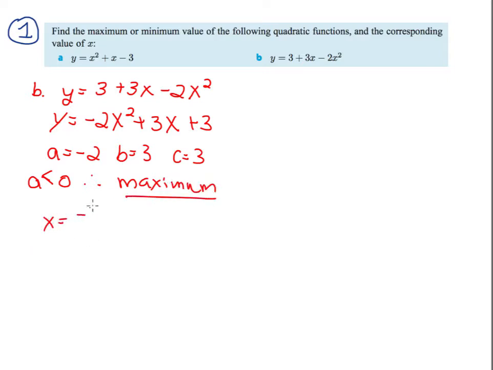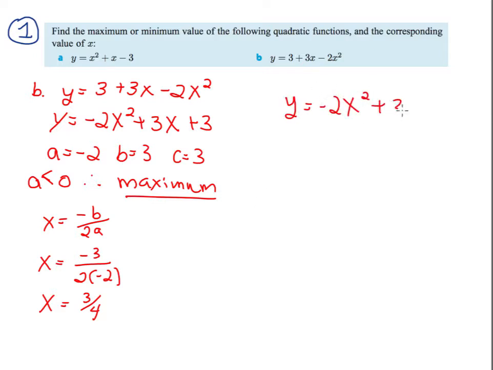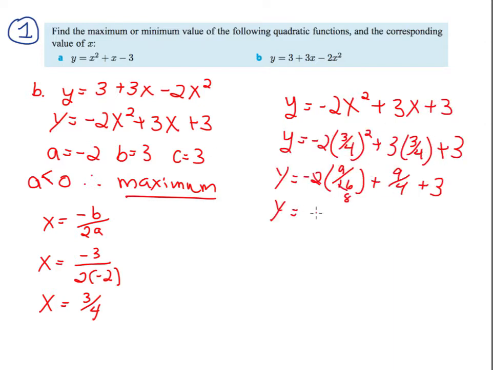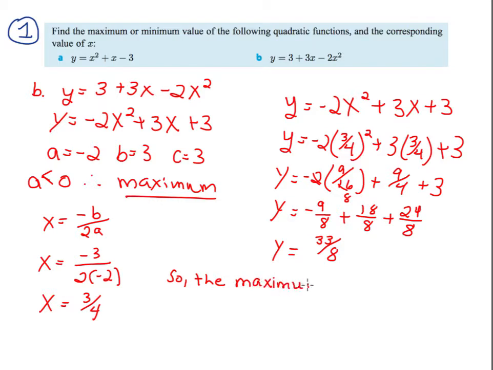X is equal to opposite of b over 2a. Substituting in my b and the a. Simplifying down, I end up with x is equal to 3/4. Go back to my original equation, replace 3/4 in place of every x, and simplify down. Y is equal to 33/8. So, the maximum value of y is 33/8, occurring when x is 3/4.